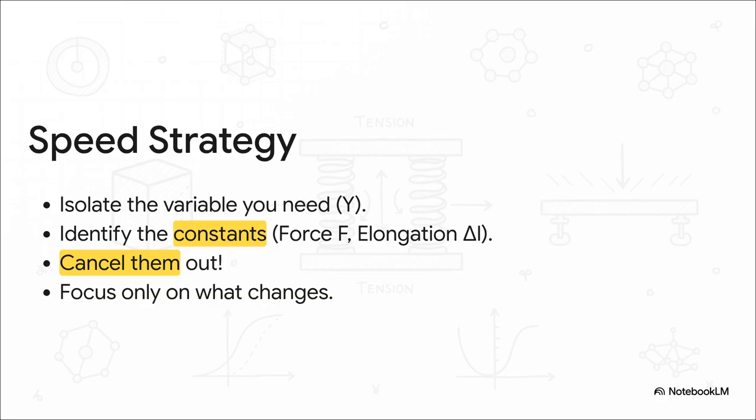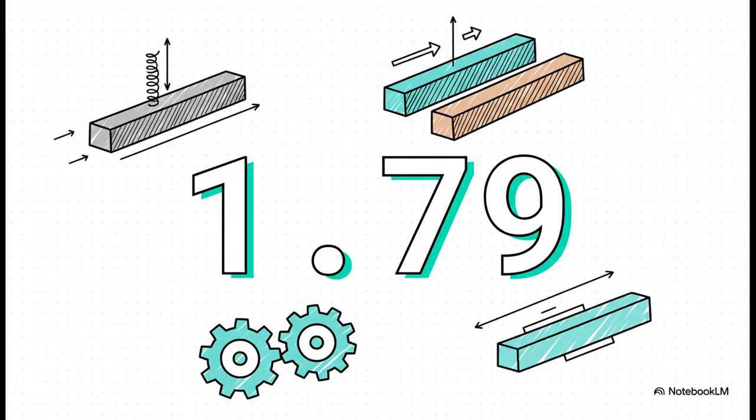They cancel out. This one simple step lets us forget about the constants and focus only on the stuff that's actually different, the original length and the area. And when you do that, when you focus only on the lengths and areas from the problem, boom, you get your answer. The ratio of the Young's modulus of steel to copper is 1.79. No messy calculations, just some smart simplifying. And that is pattern 1 locked in.